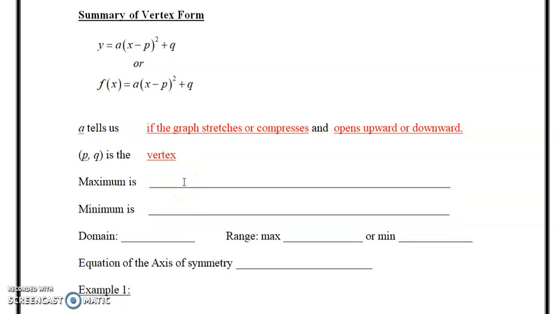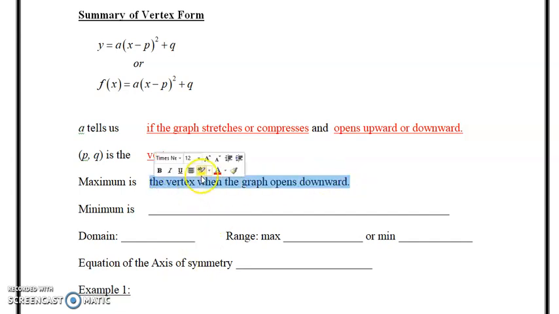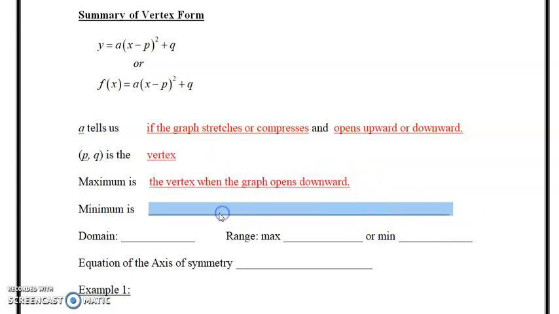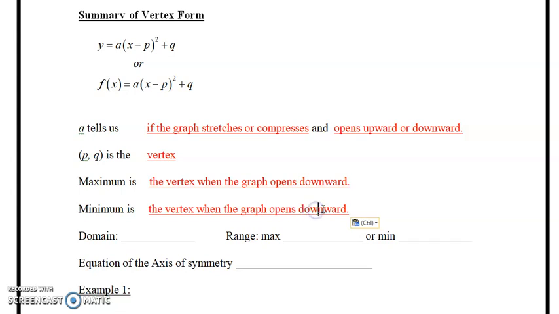A maximum is when the vertex of the graph opens downward. Underline, make it red. I'm going to steal this because the minimum is similar. All we have to do is change down to up. So the vertex of the graph, and then it opens upward.